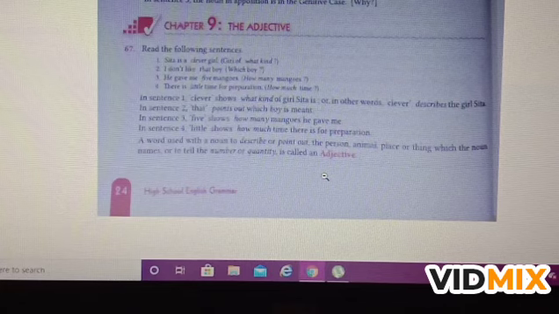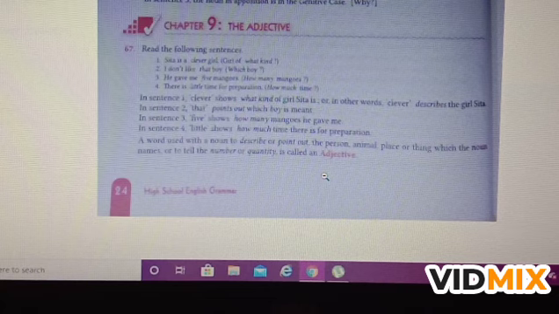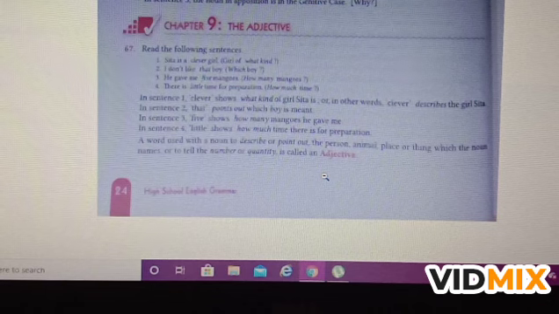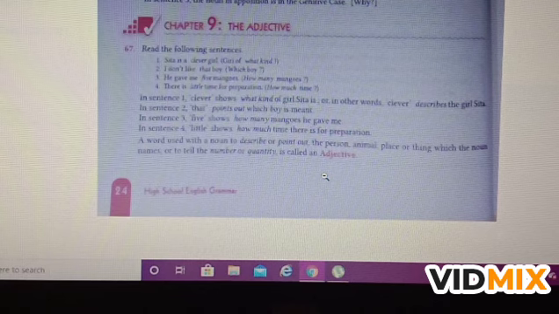Now the next sentence, he gave me 5 mangoes. The word mangoes is a noun. And the word 5 over here, which is defining mangoes, is the adjective. Number 4, there is little time for preparation. So how much time is left? Little time. So the word little here is adjective. Same way, all the 4 sentences are described one by one.